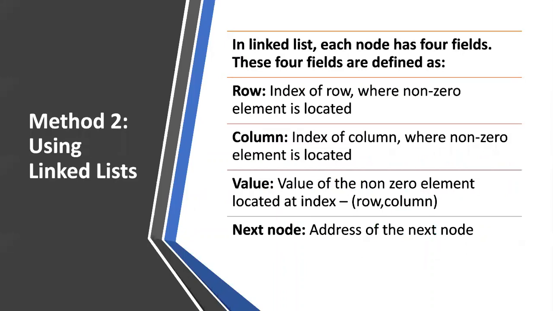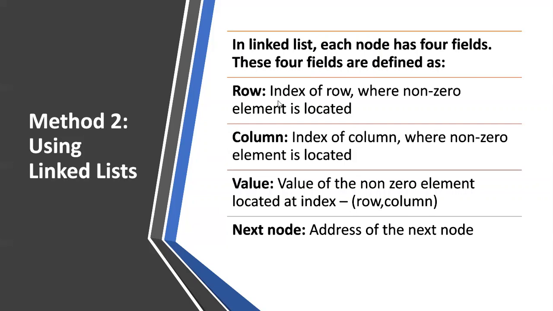So now let us go to the linked list technique, which is one of the easiest that we can access. In a linked list, each node has 4 fields. These 4 fields are defined in such a way that 3 will be used for row, column, value, and the fourth one is for the next node, the address of the next node. So see this, the row, similarly as we said in the array allocation.